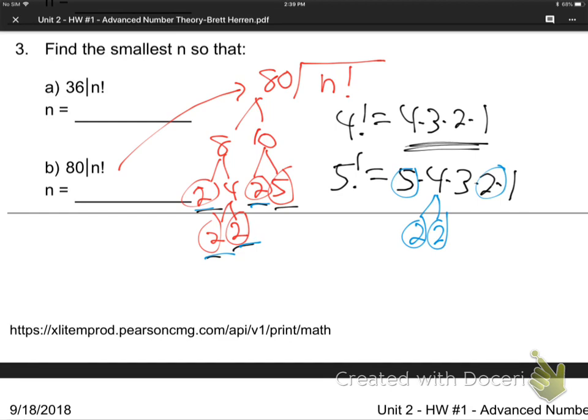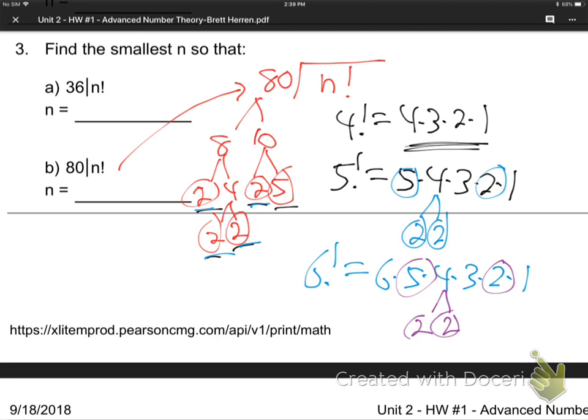So we got to go up a little bit higher. How about 6 factorial? 6, 5, 4, 3, 2, 1. Does that have everything we need? It's got the 5. Does it have the 4 2s? It's got 1, 2, 3, 4 2s. 4 2s and a 5. So what's the first number that works? The smallest number that works? 6. Was that the same thing as last time? Yeah. It's just a coincidence. 6 factorial is again the first one that works.